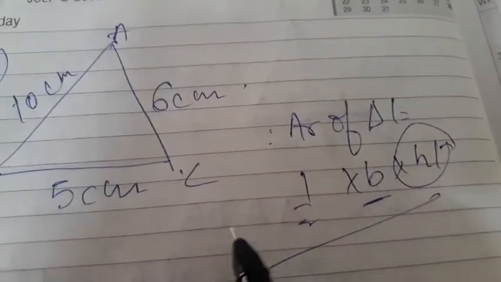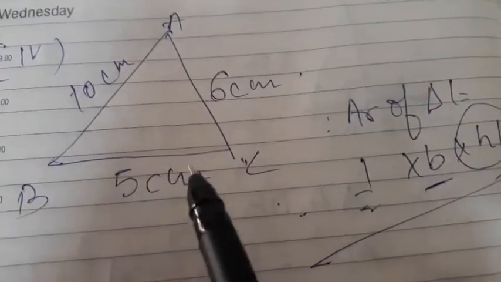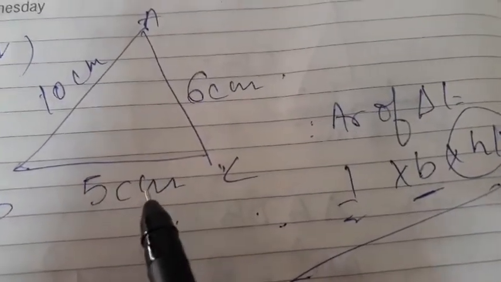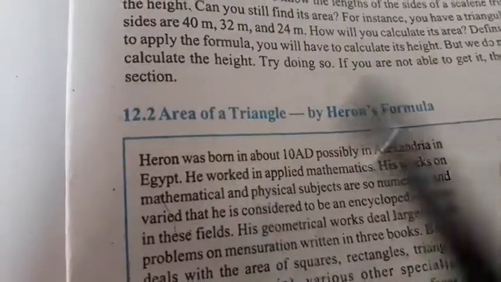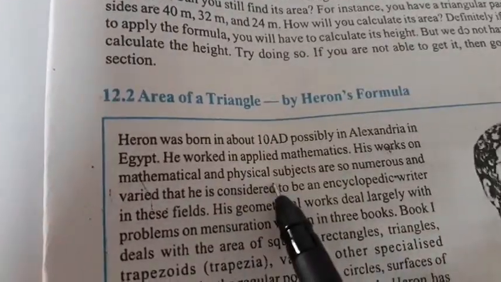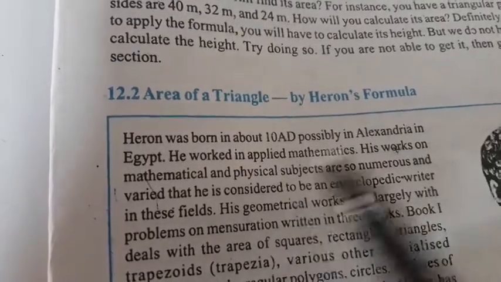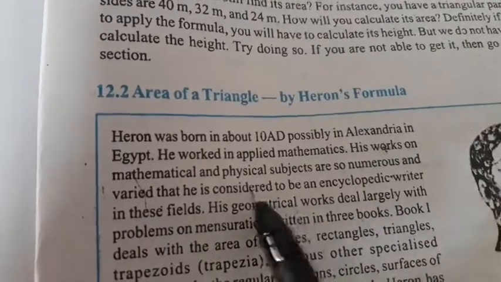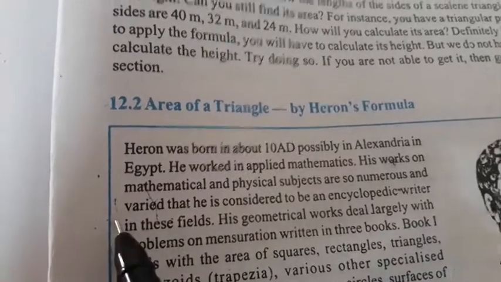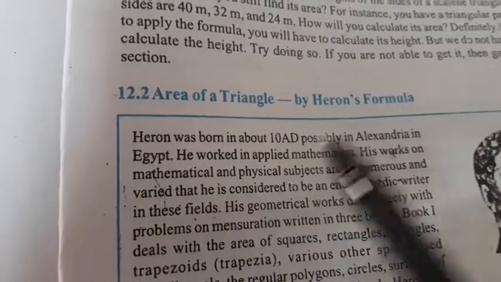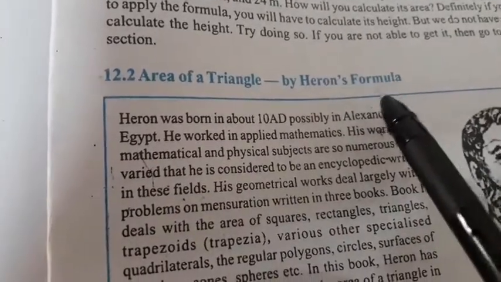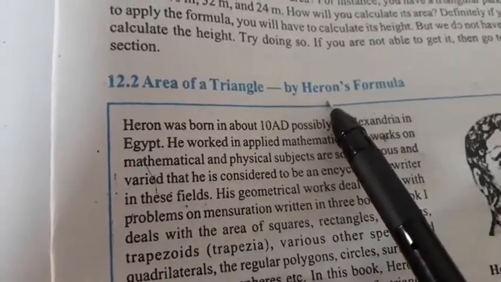Now to find the area of a triangle in such cases, we use Heron's formula. Heron was born in about 10 AD in Alexandria in Egypt. I'm reading from here. He worked in applied mathematics, and his works on mathematical and physical subjects are so numerous and varied that he is considered to be an encyclopedic writer in these fields. So Heron's formula means the formula which was given by Heron.